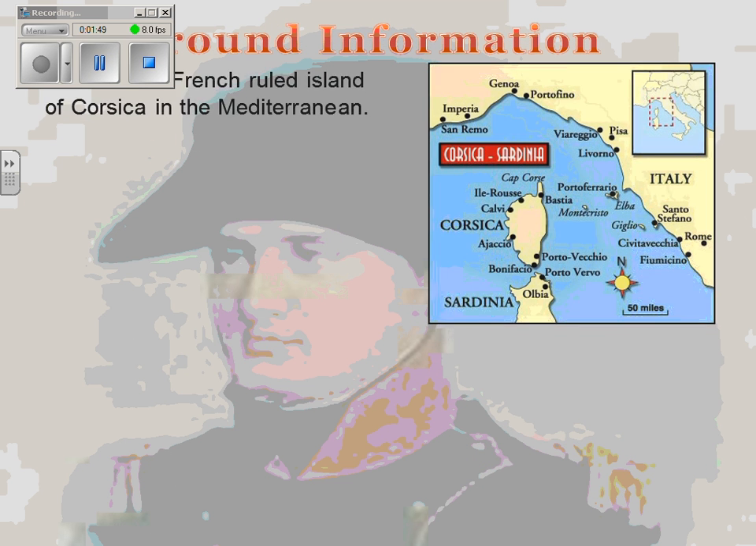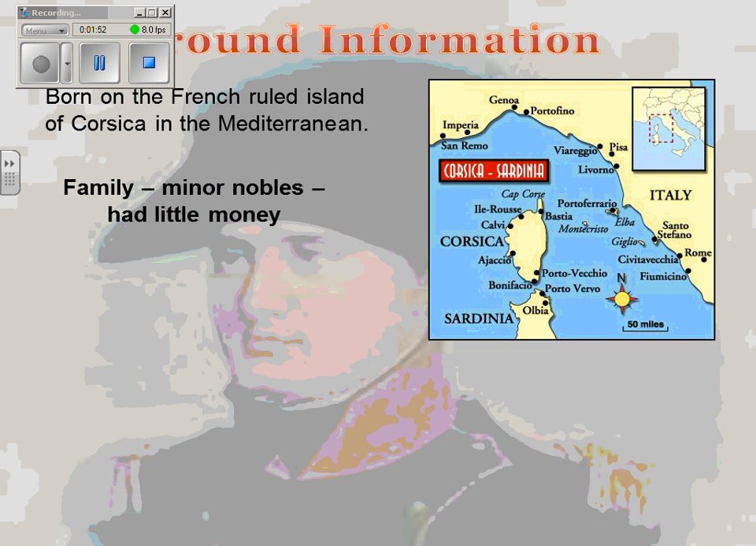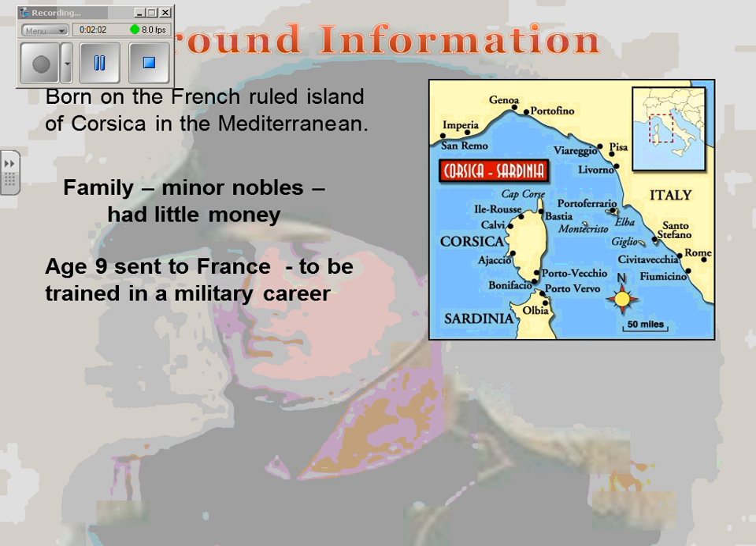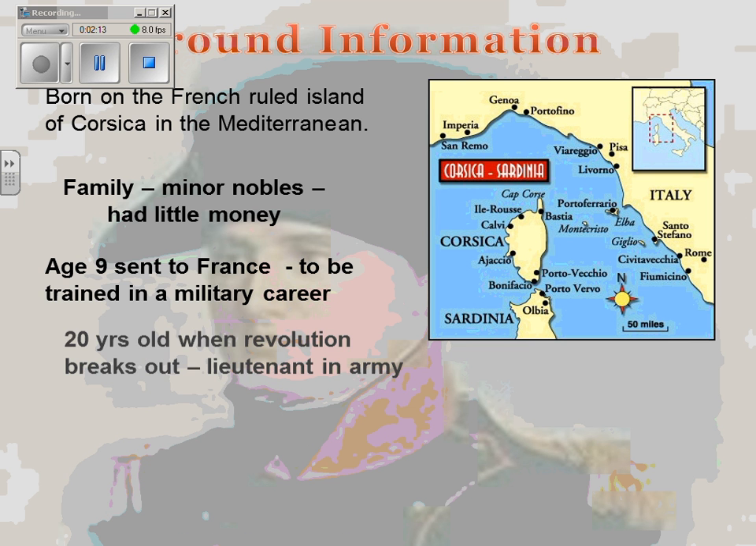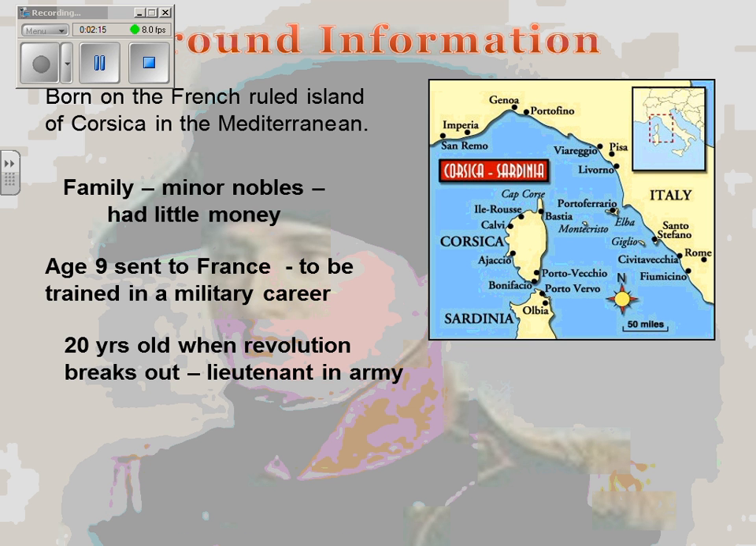So a little bit of background on our friend Napoleon. He was born on the French island of Corsica in the Mediterranean Sea, and his family belonged to the Second Estate. They were minor nobles, and they had a little bit of money. And at the age of 9, Napoleon is sent to the French Military Institute, and he's going to have a career in the military. He's 20 years old, so he's about 6 or 7 years older than most of you guys when the French Revolution breaks out.